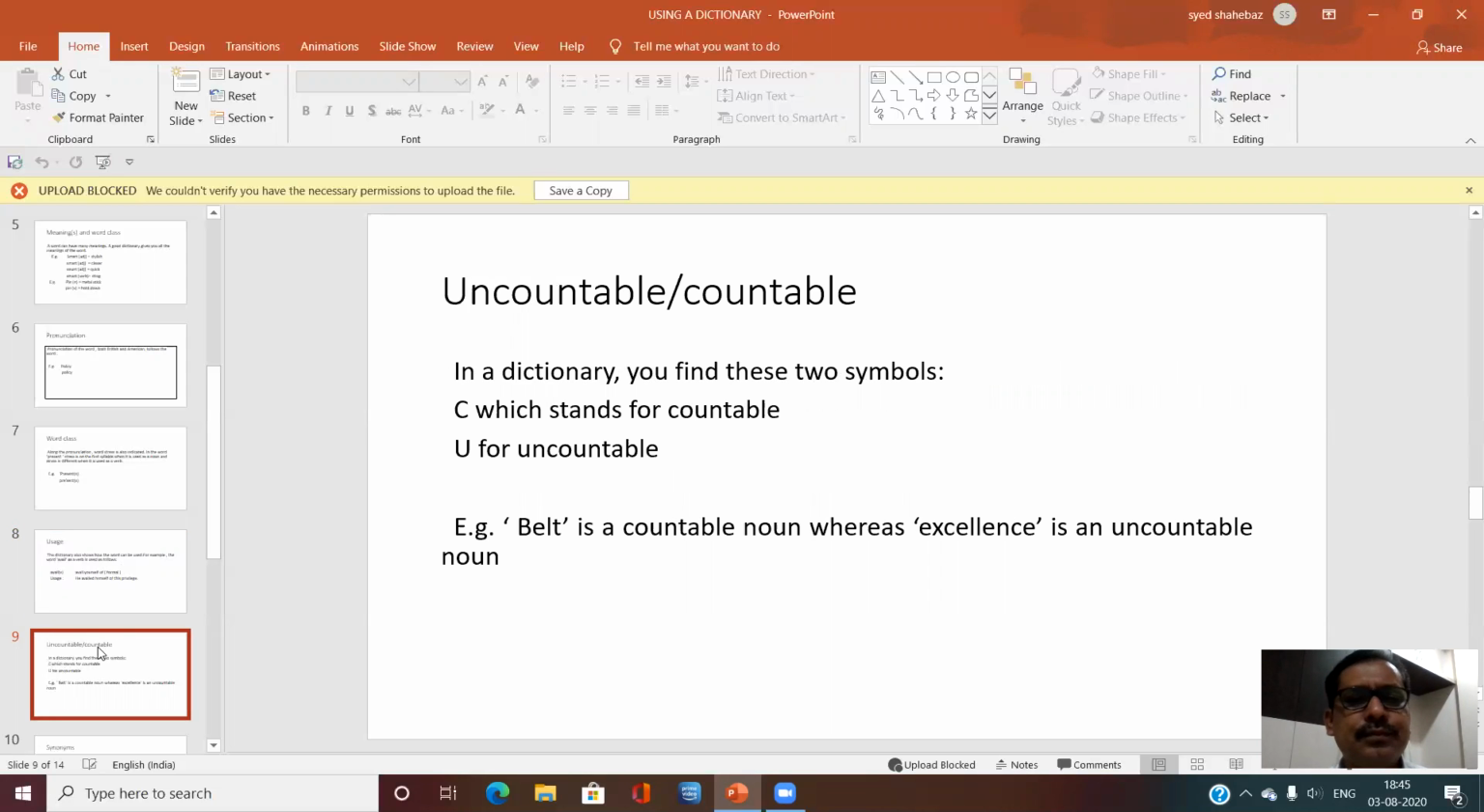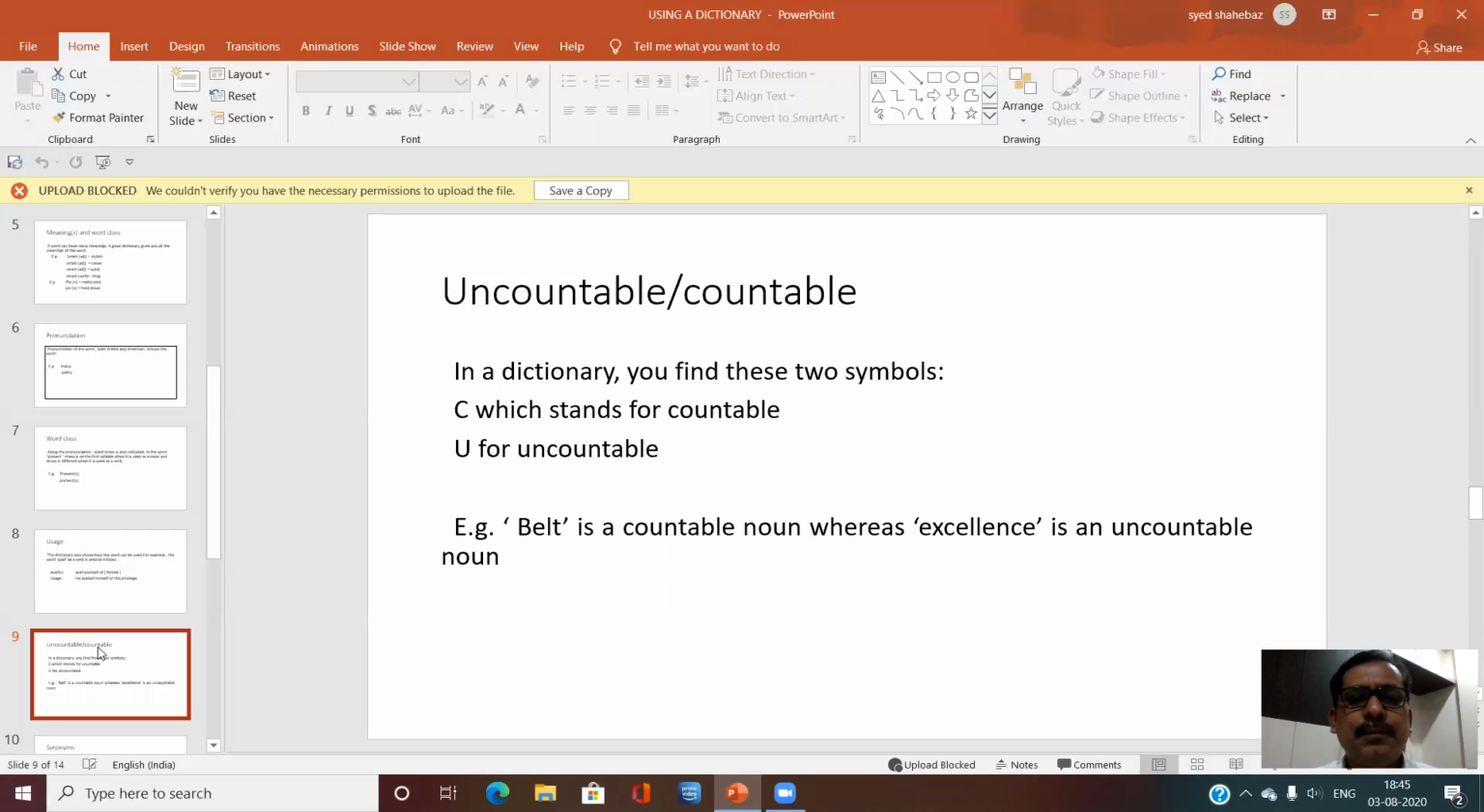Next, the parts of speech are also given in the dictionary. For example, we take uncountable and countable. If the noun is uncountable, there will be the letter U. It means noun: first N will be written, then U will be written. Noun uncountable.